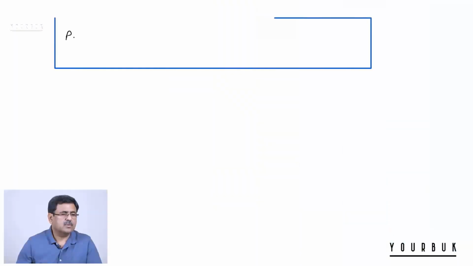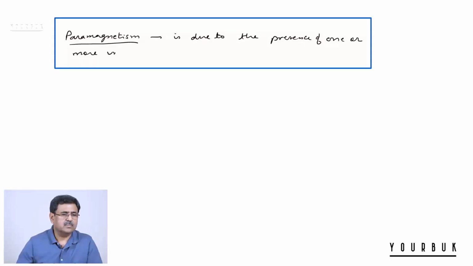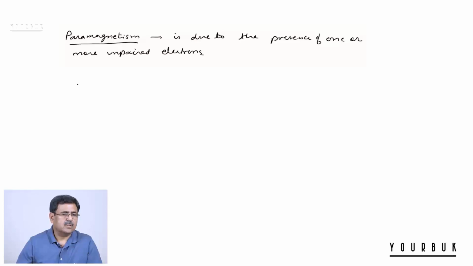Let us discuss some more characteristics of the D block elements. And the first one is called paramagnetism. Paramagnetism is due to the presence of one or more unpaired electrons. And the paramagnetic substances are weakly attracted towards the magnetic field.